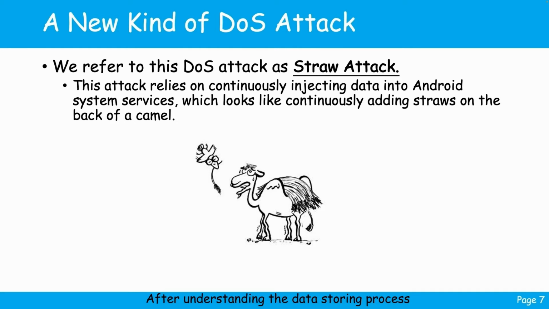After understanding the data storing process, we found a new kind of space DoS attack. This attack relies on continuously injecting data into Android system services, which looks like continuously adding straws on the back of a camel. Therefore, we refer to this DoS attack as the straw attack.